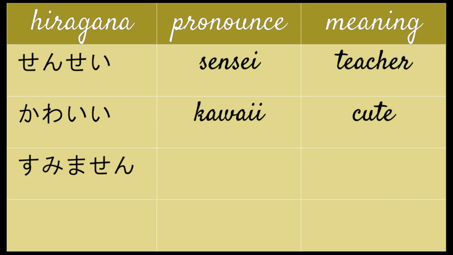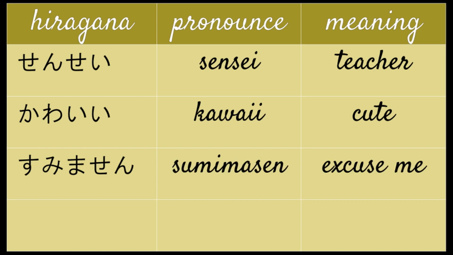Let us see the next word. The first character in the word is su, the second is mi, the third is ma, the fourth is se, and the fifth is the consonant n. So, it will be pronounced as sumimasen, which means excuse me or sorry.